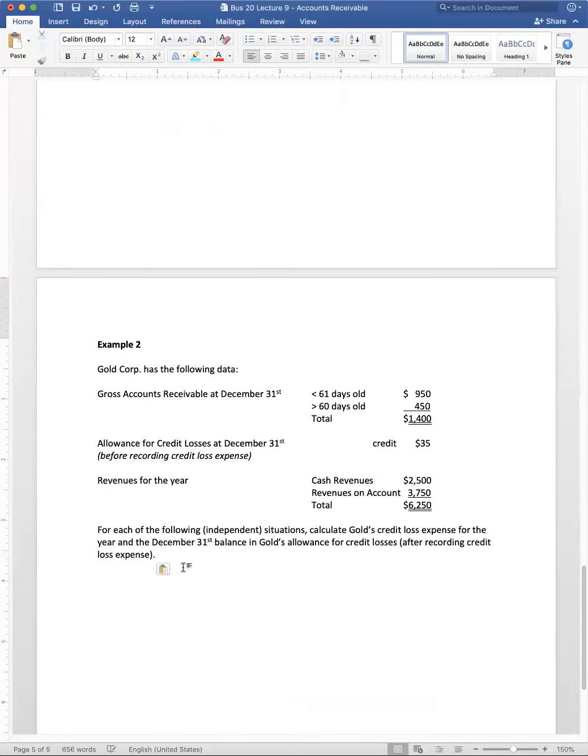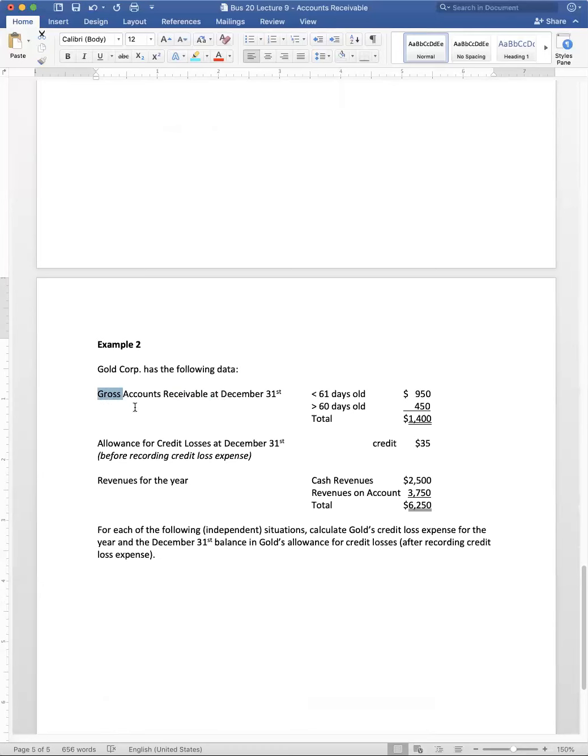All right, so let's look at this one. Now you'll notice there's a lot of information here, but this is going to be kind of a kitchen sink problem. We're going to look at this from every possible way. So what does this have? Gold Corporation has the following data. They have gross accounts receivable.